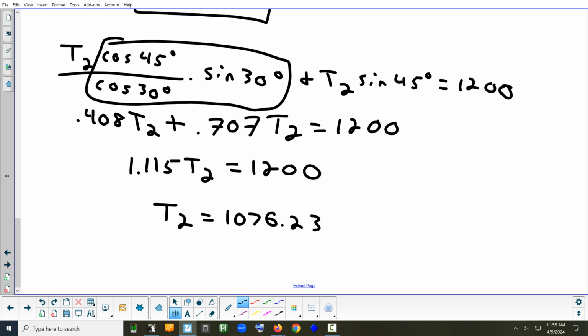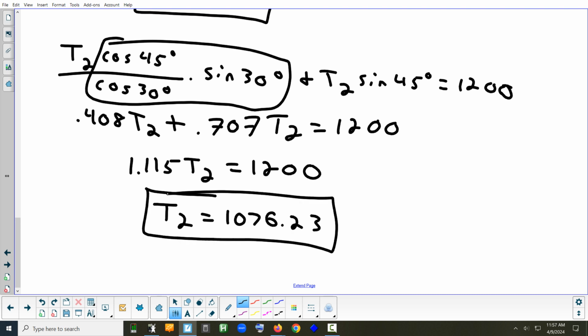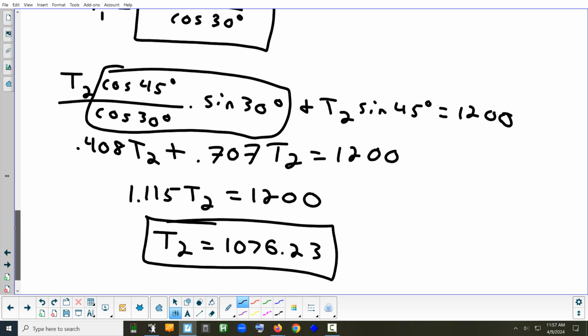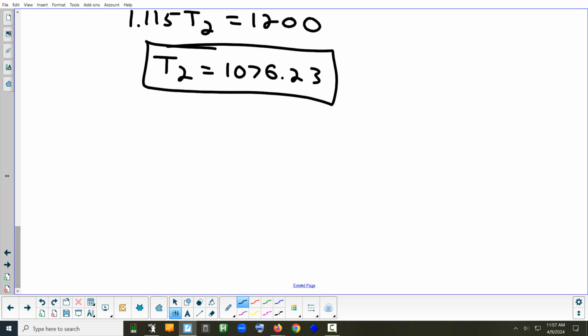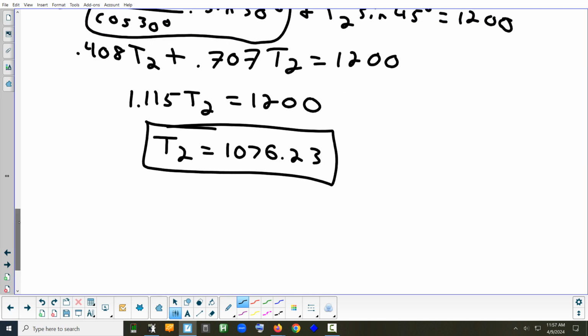Do we have a unit? My physics is a little rusty, so I'm not sure what the unit would be for force. Usually you use newtons, but this is pounds. Pounds force, weight. I'm not sure of the unit, so we'll just go with the number. You'd have to change the 1,200 pounds to newtons or something. We're not going to do that.